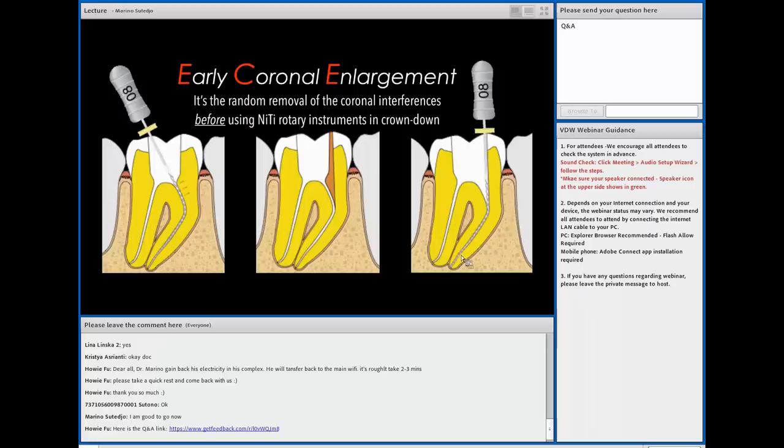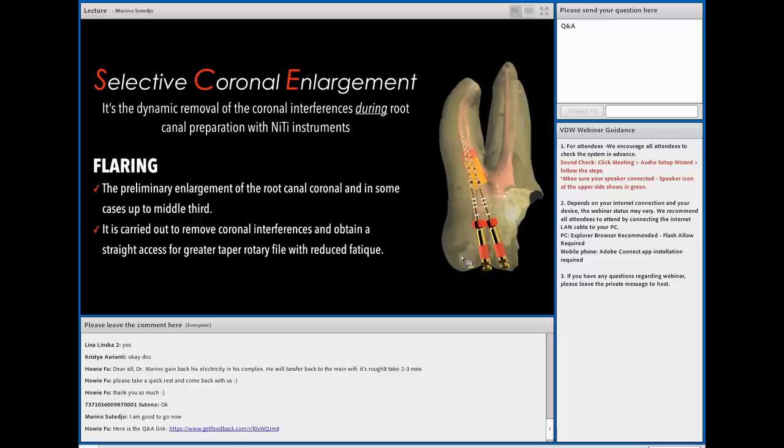of the canal. And then after the early coronal enlargement came up, people also came up with new instruments coming in the market. Now there are new techniques of shaping, we know about selective coronal enlargement. Actually, there is not much driven to the early coronal enlargement, but selective coronal enlargement, usually they came up with nickel-titanium instrumentations.